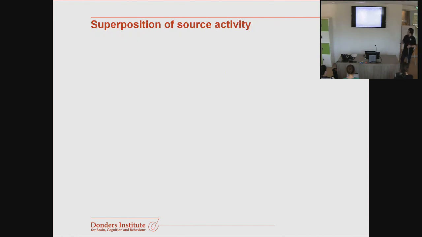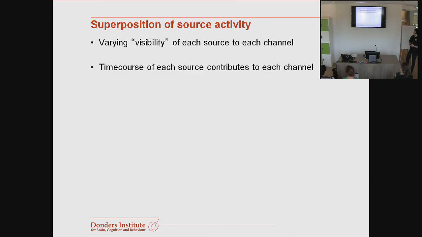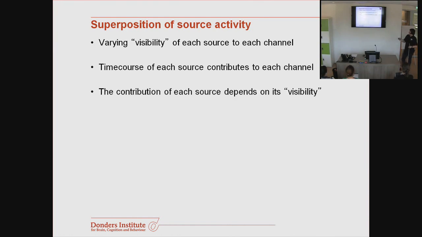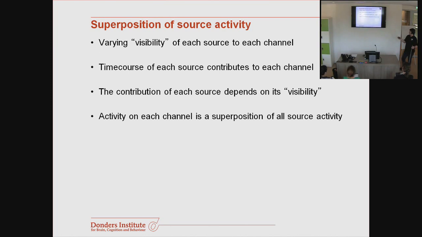The source waveform is what we need in order to compute, say, a connectivity metric. The superposition of source activity, as you already learned, has several consequences or challenges for us doing inverse modeling. The visibility of the sources varies across channels, and the time course of each source contributes to each channel. Activity on each channel is a superposition of all of the source activity. So not only does a source project to all the channels, but also on a channel there is information on all of the sources that are present.